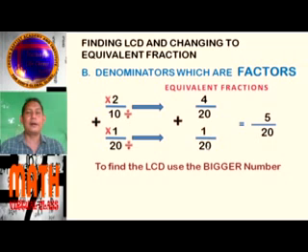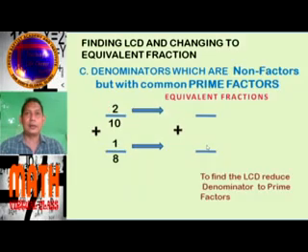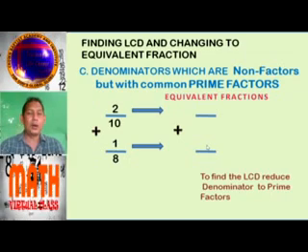Now, let's go to the third type. We have first denominators which are non-factors. What will you do? You just multiply. Next, we have denominators for which one is a factor of the other. So you use the bigger number. Now, the third type of denominators are denominators which are non-factors. They are not factors. One is not a factor of the other, but they have common prime factors.